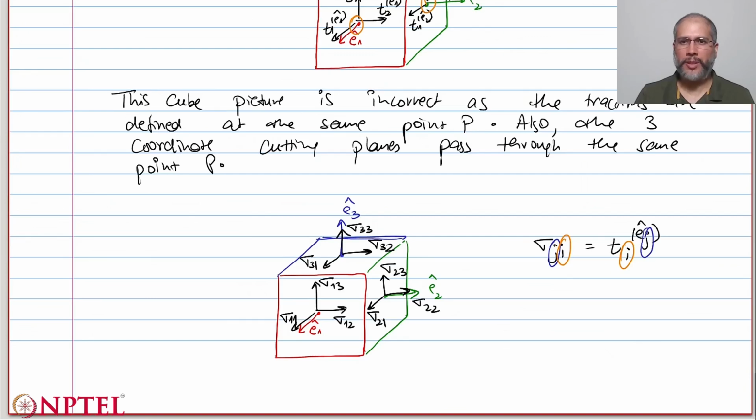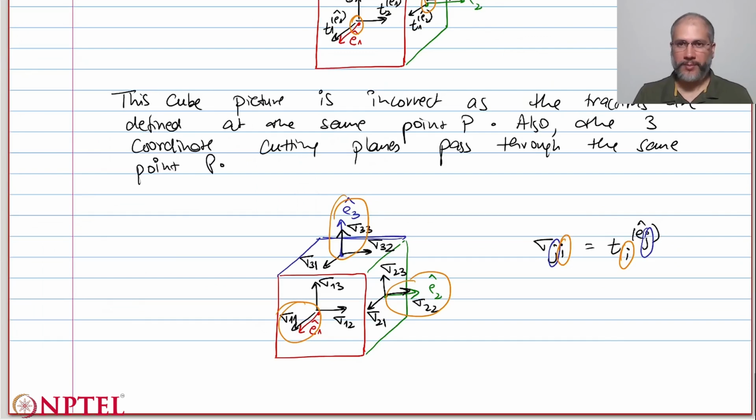Now I'm sure you appreciate the fact that this is nothing but the 9 components of the stress tensor, but this picture is not strictly correct because the stress tensor is defined at a given point P. All these three planes should be passing through each other and intersecting at the point P. Now, if you look at this picture, you will notice that sigma 1 1 is along the E1 hat direction. Similarly, sigma 2 2 is along the E2 hat direction, and sigma 3 3 is along the E3 hat direction.